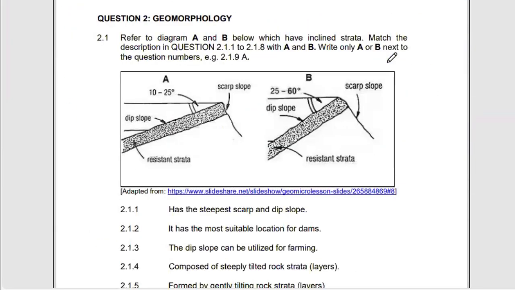We are moving on to geomorphology. Geomorphology, we are having that illustration. That is an illustration of landforms resulting from inclined rock strata or tilted rocks.